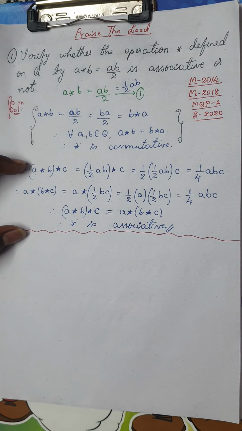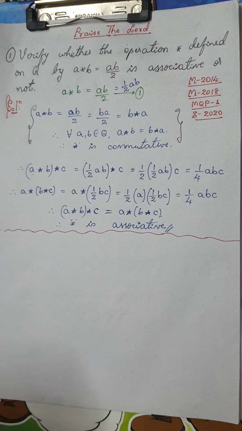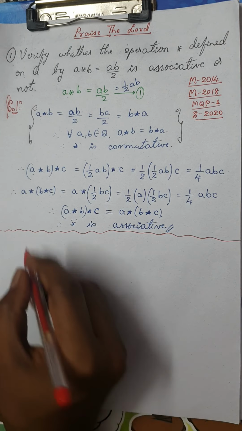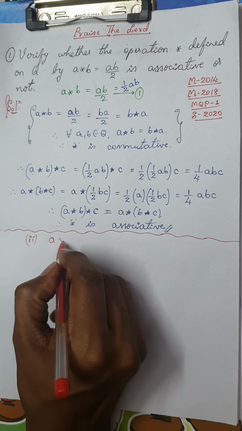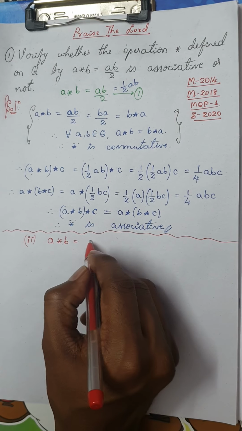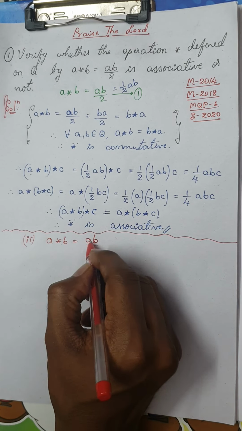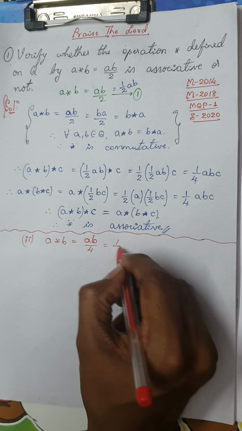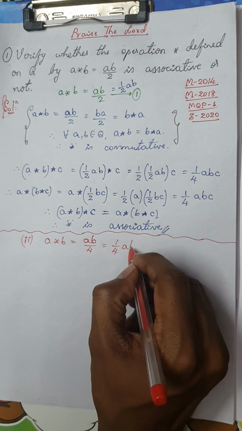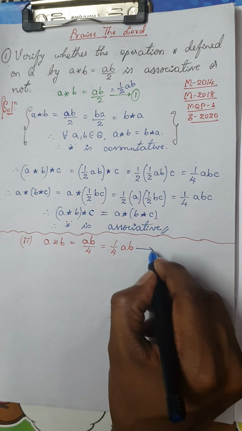Otherwise, directly go for associative. Okay. Now there is a similar question, dear students, in your textbook in the exercise. I will solve that also here. There A star B is defined as AB by 4. Okay, it is AB by 4. Now I'm going to write AB by 4 as 1 by 4 AB. Are you following? So 1 by 4 AB, I will write it as equation 1.